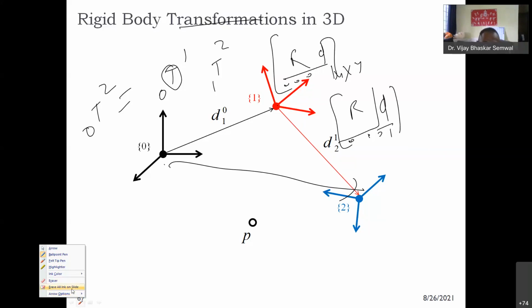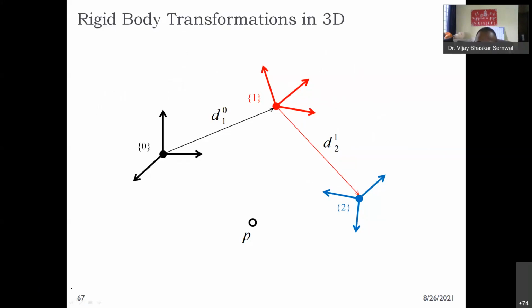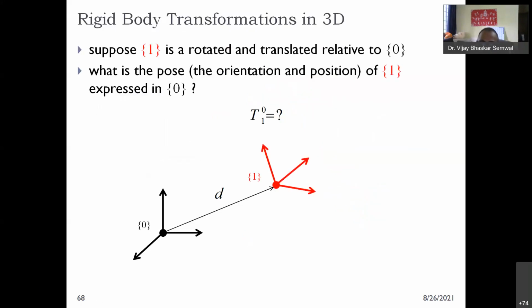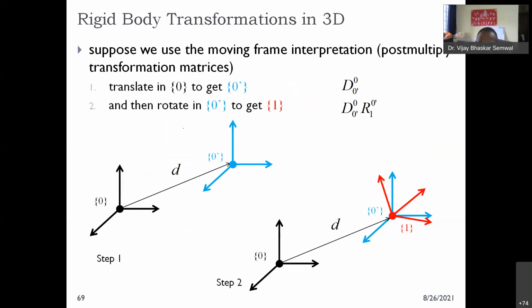Clear to everyone? So suppose they are describing what. Suppose frame 1 is rotating and translating relative to frame 0. What is the pose and orientation of frame 1? That you can represent by these things, like displacement and rotation.